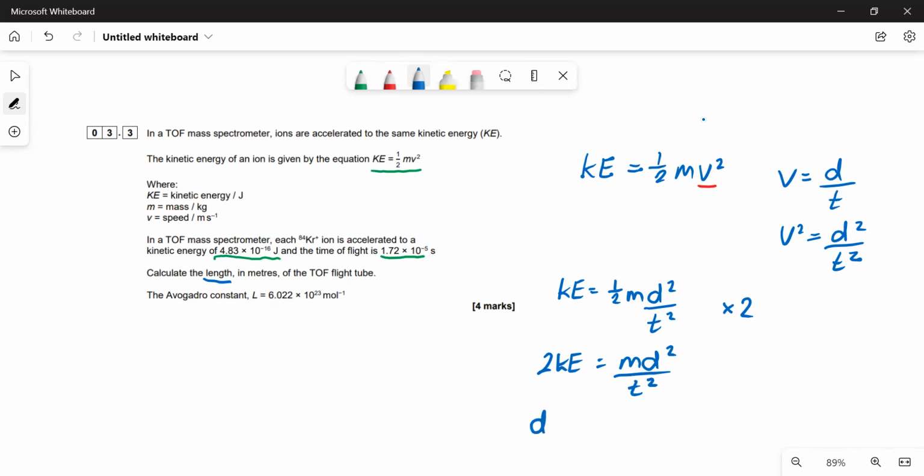Rearrange that to get d squared. I'll do it over here actually. d squared is equal to 2 kinetic energy t squared over m, where m is the mass of one ion. So we need to find out m now before we put any numbers in. So let's calculate m.